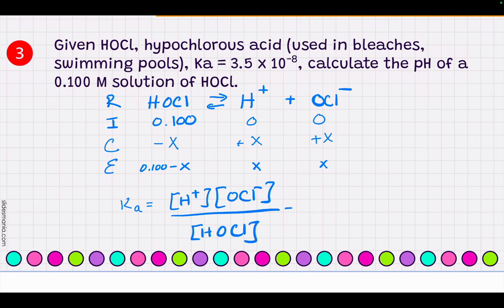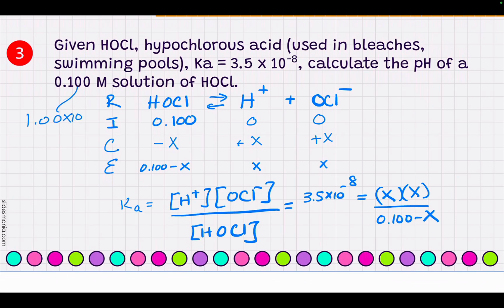And I can sub in. So my Ka is 3.5 × 10^-8. The hydrogen ion is X, hypochlorite is also X, and then here I would have 0.1 minus X. So this is really 1.00 × 10^-1. You can see there's a very large difference between these.